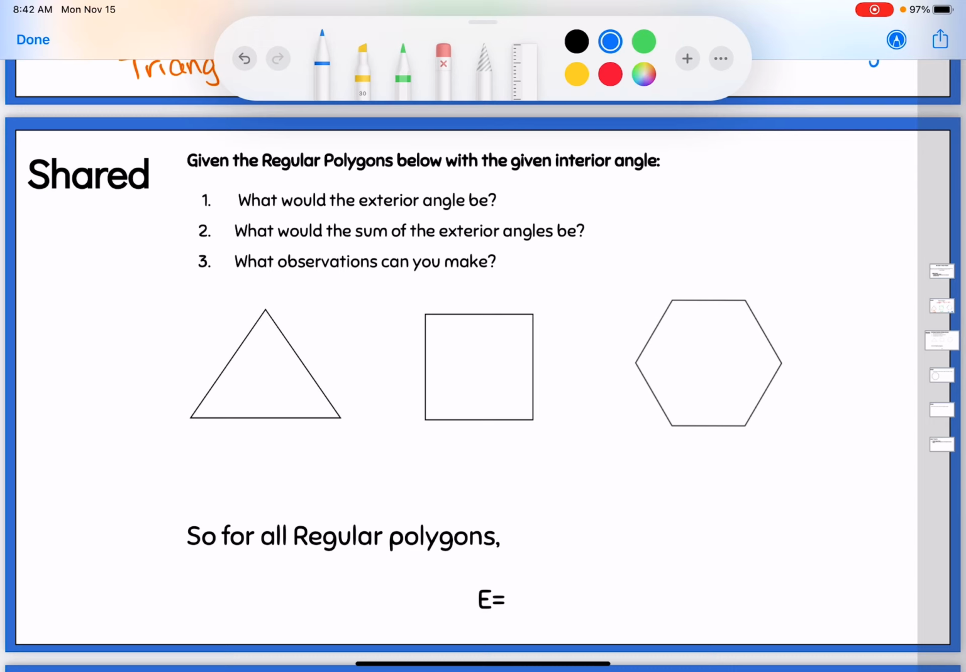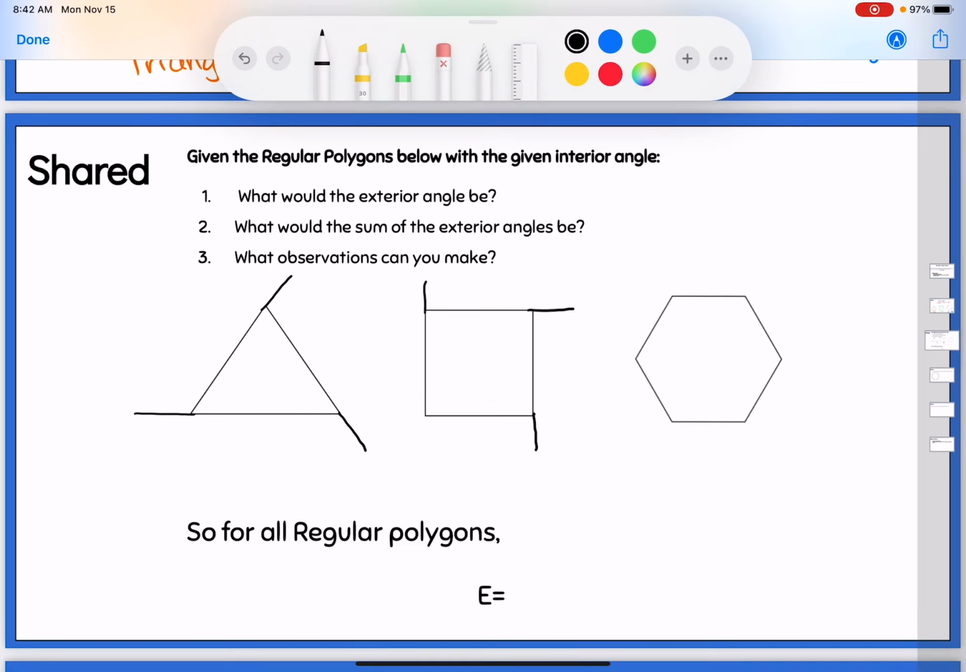So here I have the same three shapes. But this time, I would like you to go ahead and draw in your exterior angles, just like we did yesterday in our notes, right? So let's go ahead and draw in our exterior angles on each of these. The hexagon gets a little bit more interesting, but we can do it. There we go. Okay. So yesterday we used these shapes and we kind of figured out what the sum of the exterior angles would be, right? But I want to know what would be the measure of one exterior angle.